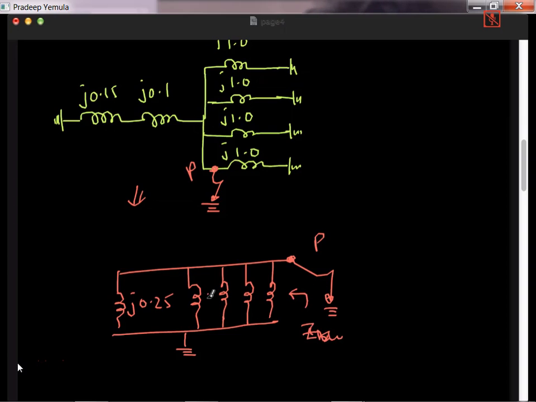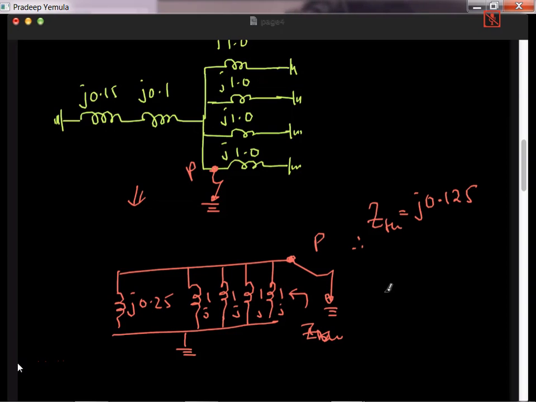So this is 1, 1, 1, 1. I'm not writing J1, J1, J1, J1. So all 4 ones is 0.25. 0.25 in parallel with 0.25 will be 0.125. So therefore ZTH is J0.125. Because time is less, I'm just doing fast calculation.